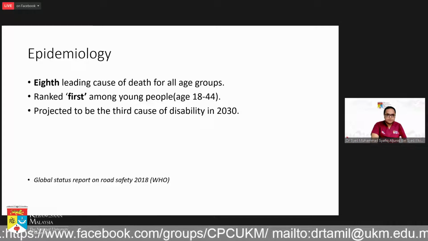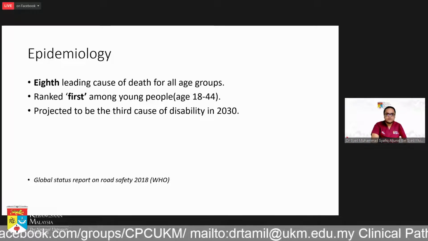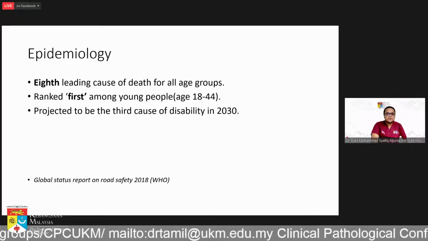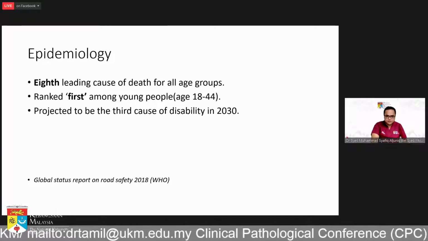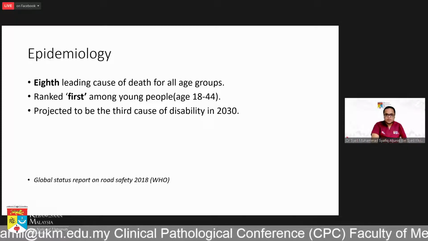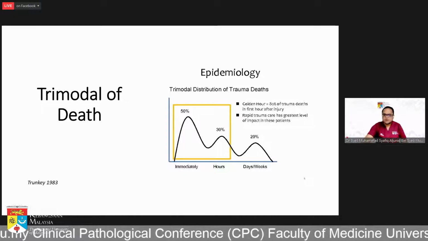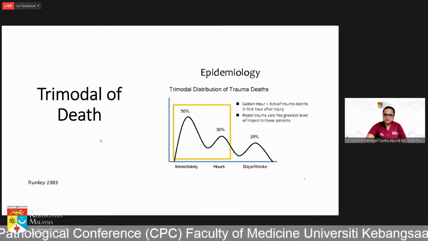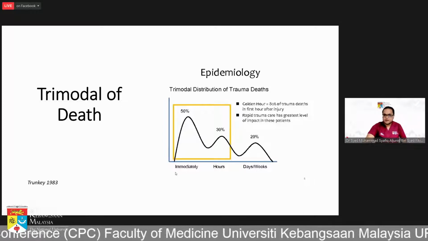So moving on to epidemiology. This is based on the WHO road safety report. Polytrauma is the 8th leading cause of death for all age groups. It is actually ranked first among young people and projected to be the third cause of disability in 2030, which is significant. If you look at this slide, this is the trimodal distribution of death. It describes the distribution of trauma death based on time.